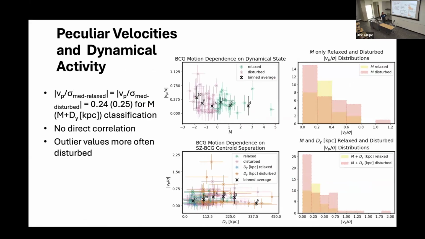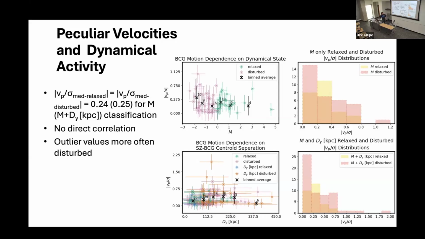So as I mentioned, we're measuring both the normalized BCG peculiar velocity, as well as the dynamical state, for which we use this combined parameter M, which measures morphological properties of the ICM throughout the whole of the ICM, looking for substructure, and also metrics sensitive to the core properties of the ICM, which probe whether or not a cool core has formed.